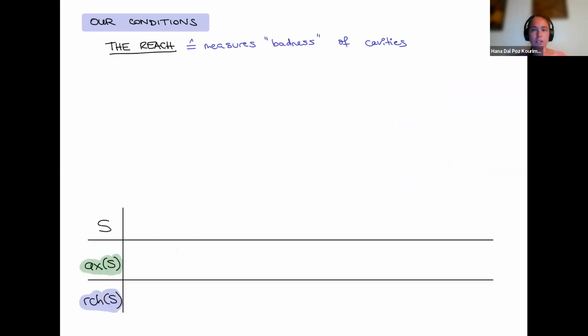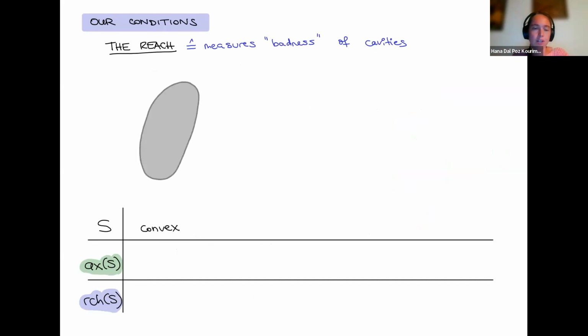All right. Let's quickly go through a couple of examples of sets and their reach. I like to think about the reach as something that measures how bad the cavities are, or how narrow the cavities are, because the narrower the cavities, the more problematic it is to pick them up using computational methods. Or if you have some noise, then suddenly you can run into trouble.